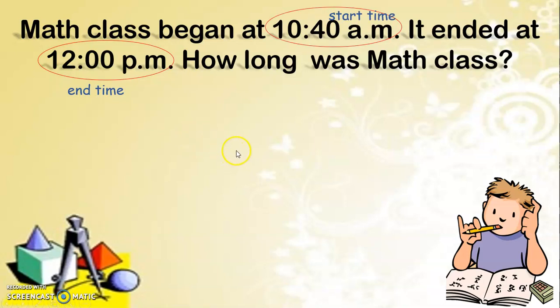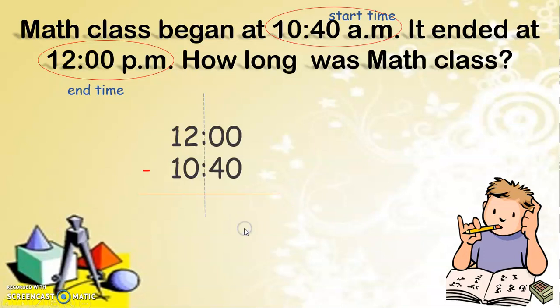So first, we need to put the end time, which is 12, and the start time, which is 10:40. What we need to do? They are asking how long. So it means we need to subtract. Let us divide first according to the column, minute and hour. So this column is minute and this column is for hour.